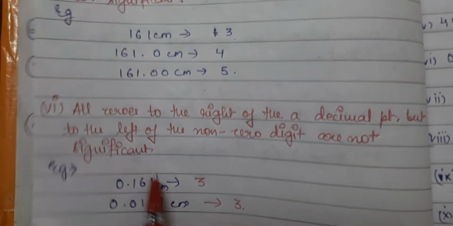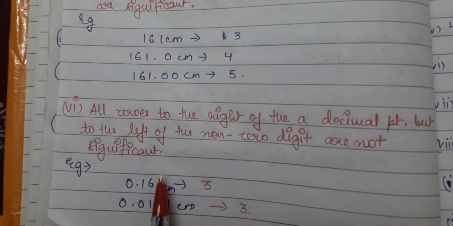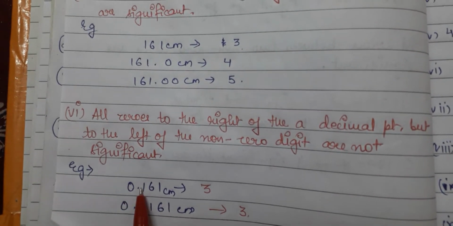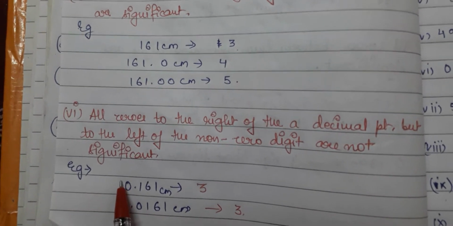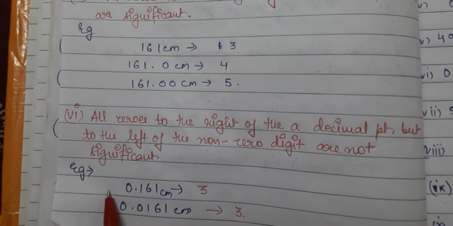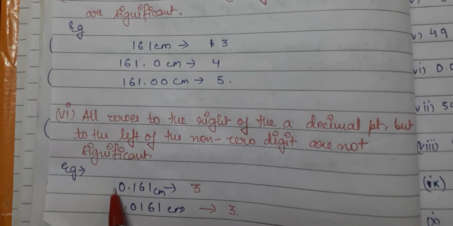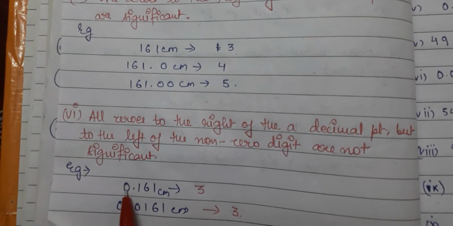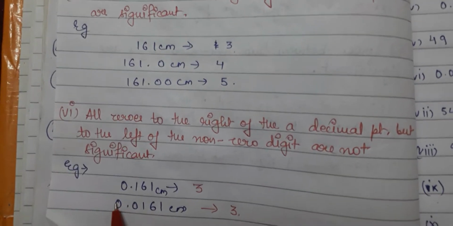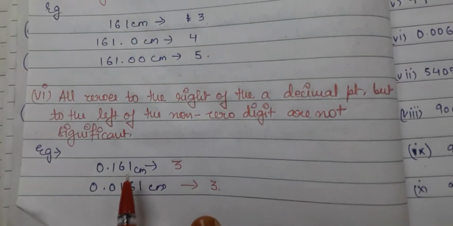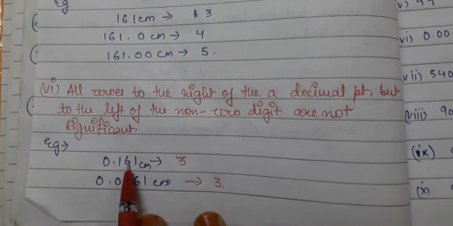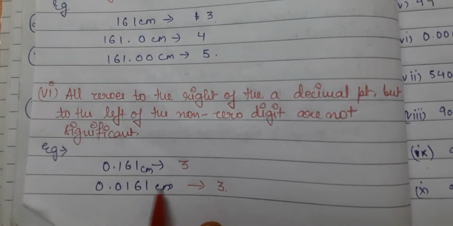Okay, if they are coming from the measurement also, we need not include these zeros which are at the left side of the decimal, unless we are having a non-zero digit before them. If we are having a non-zero digit before them, then we have to include this zero, but if they are not having a non-zero digit before them, then we need not include these zeros in the significant figures. So if I write 161 or 0.161 centimeter, then also there will be three significant figures only.